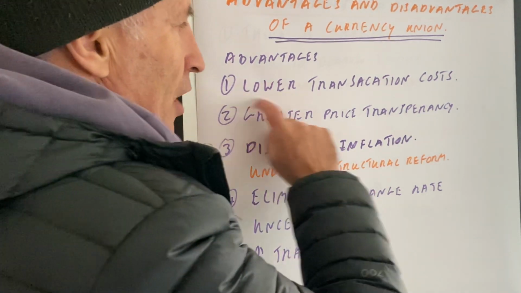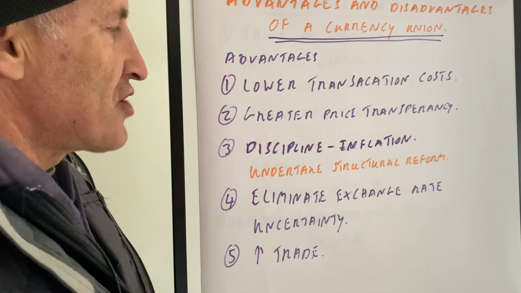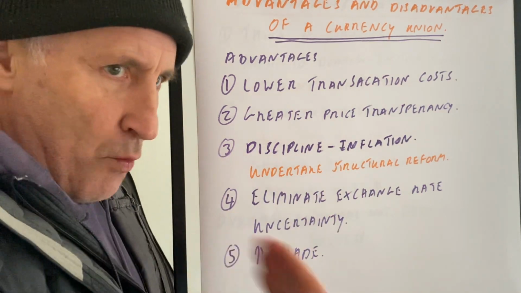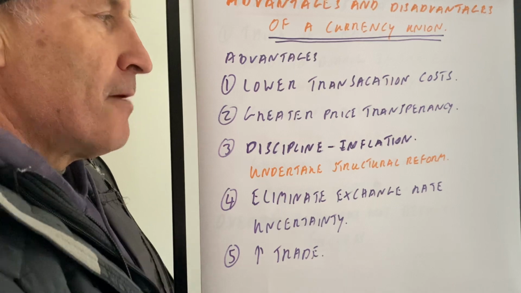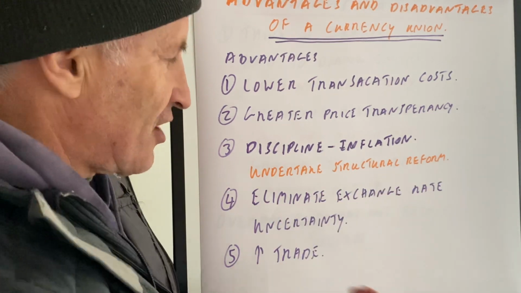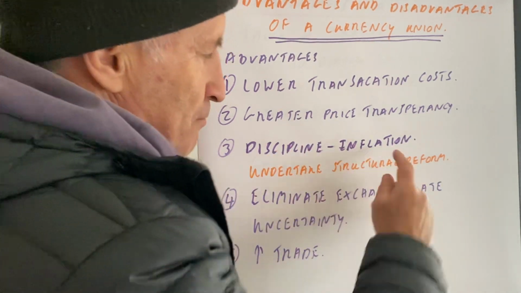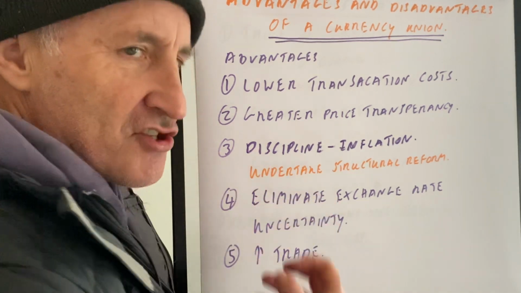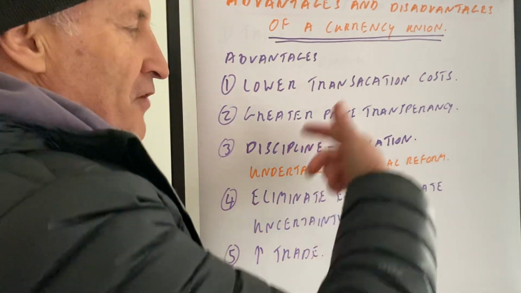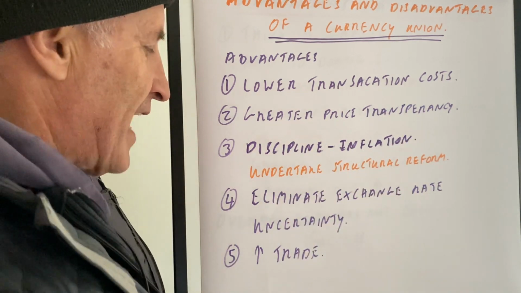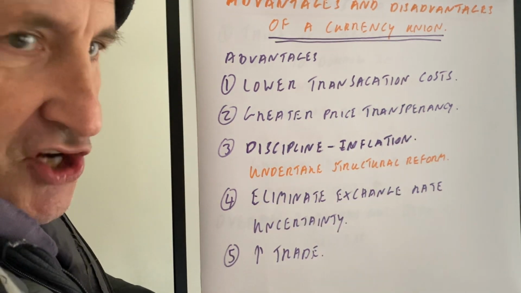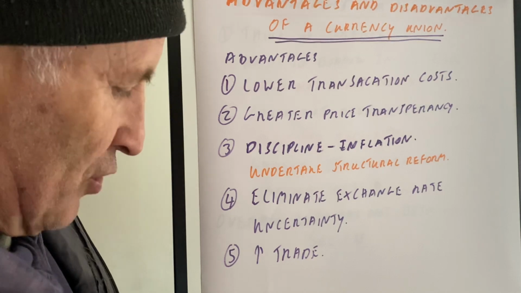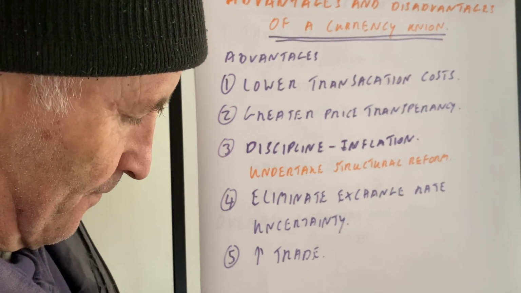Okay, but there are advantages of being in the euro. Lower transaction costs. We don't need to change our currency anymore. Greater price transparency. We can compare the prices of our goods with prices of goods in other countries. There's more discipline in terms of inflation. It would make us undertake structural reform if our inflation rate was out of sync with all the other nations. It eliminates exchange rate uncertainty, and hopefully will lead to an increase in trade.